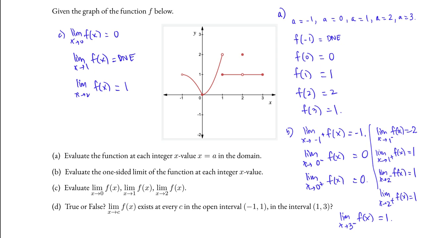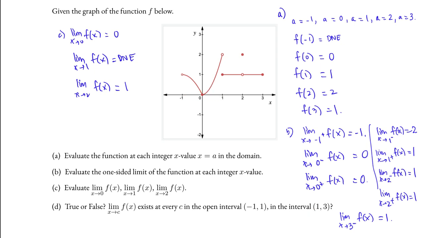Now, true or false? The limit of the function f at x equals c exists for every c in the interval -1 to 1. -1 to 1, yes, it is an open interval, so it is true. Any number in the interval -1 to 1, if we pick a number inside this interval from -1 to 1, then yes, the limit exists.